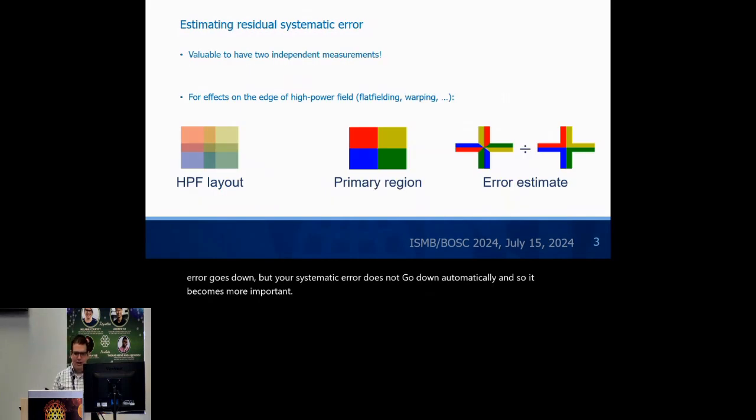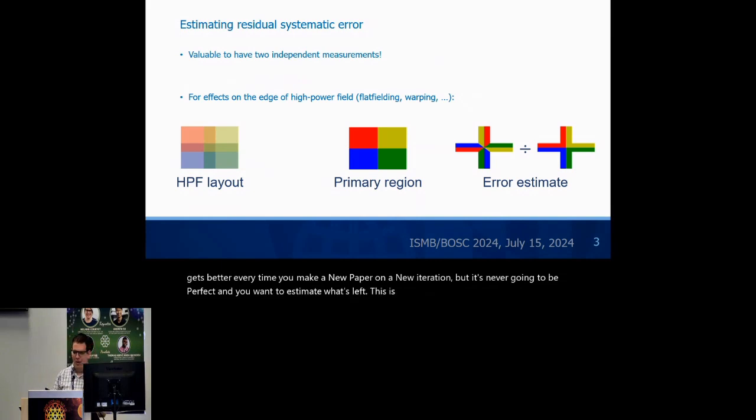Whenever you do a correction, which we all do, as we were talking about in the last couple of talks, we want to estimate the residual systematic error. Your correction is good, and hopefully it gets better every time you make a new paper and a new iteration, but it's never going to be perfect, and you want to estimate what's left.